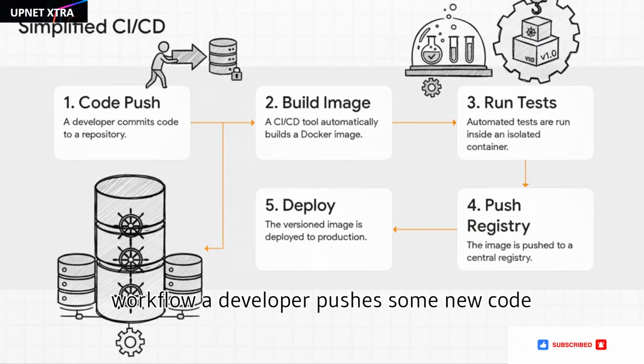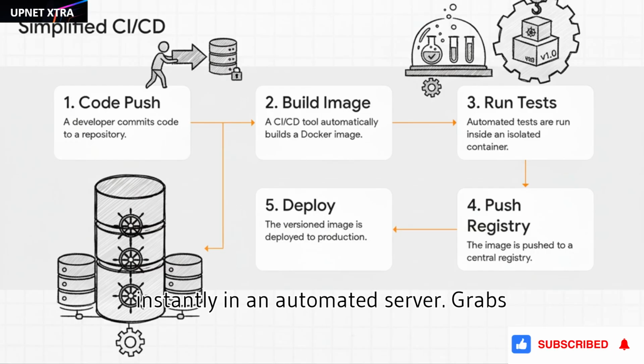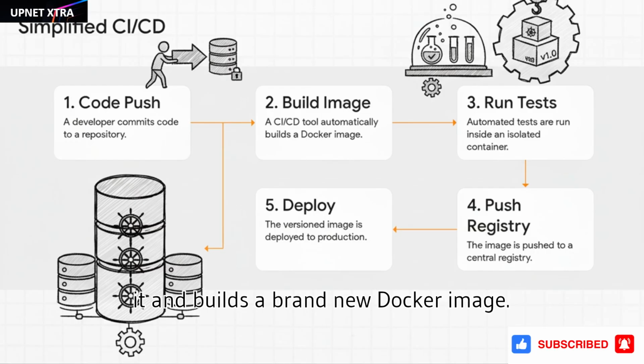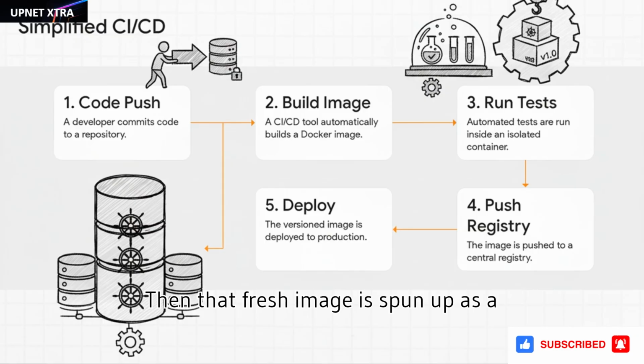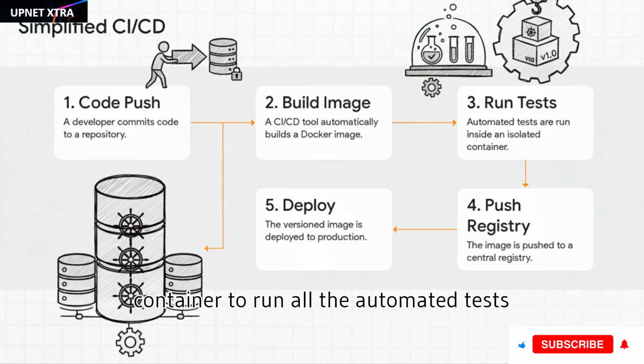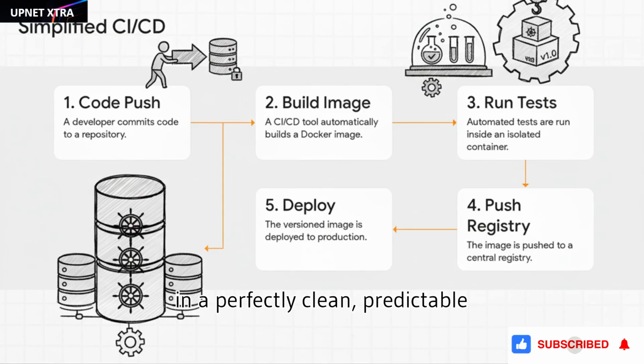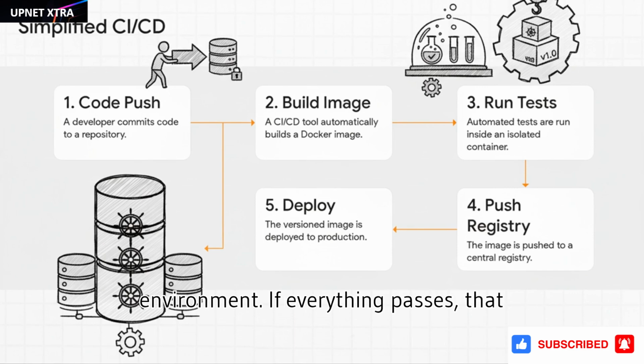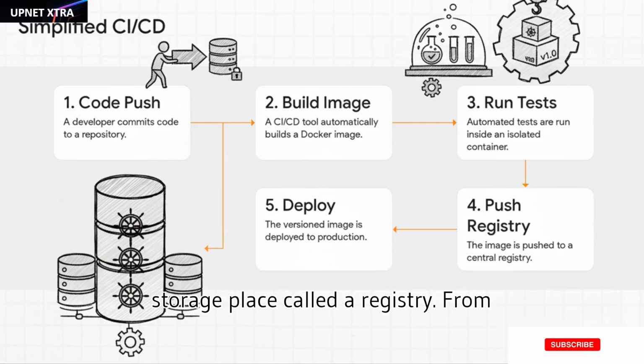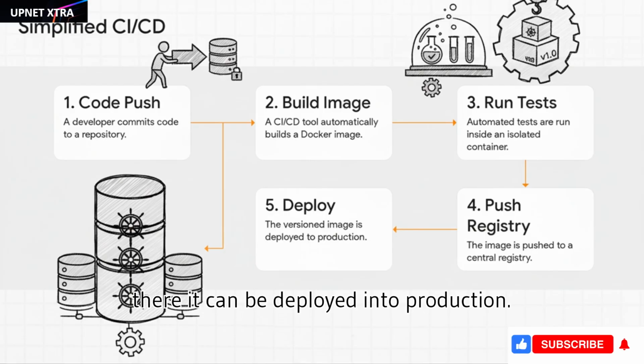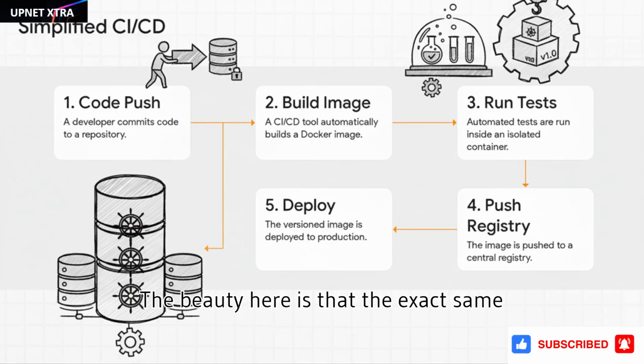Picture this typical workflow. A developer pushes some new code. Instantly, an automated server grabs it and builds a brand new Docker image. Then, that fresh image is spun up as a container to run all the automated tests in a perfectly clean, predictable environment. If everything passes, that exact image gets pushed to a central storage place called a registry. From there, it can be deployed into production. The beauty here is that the exact same thing that passed all the tests is what goes live.